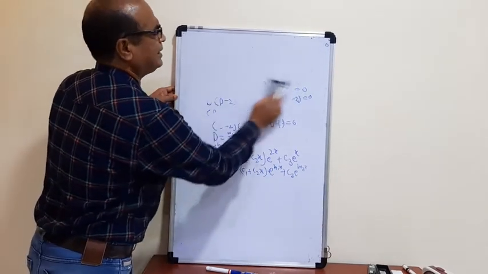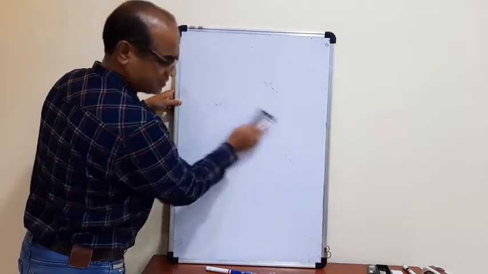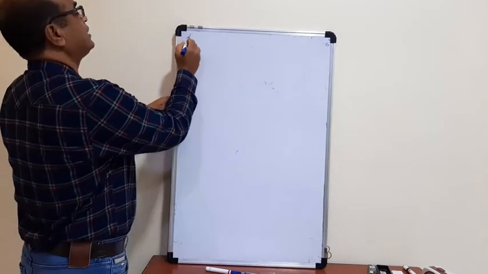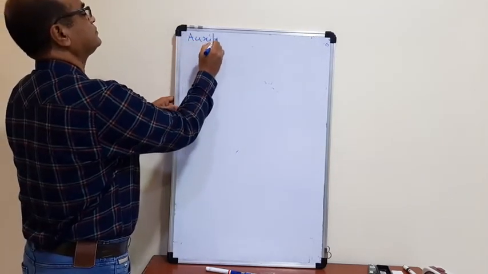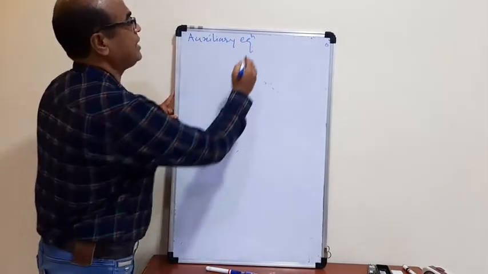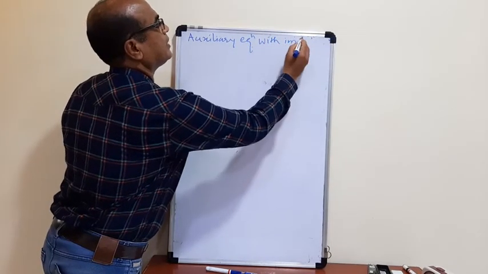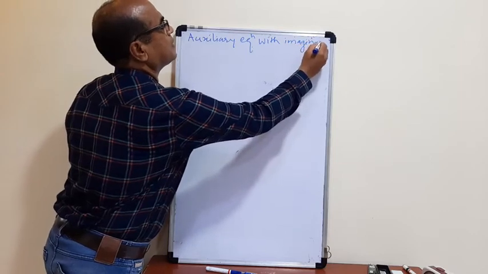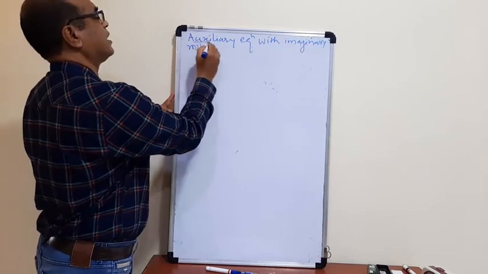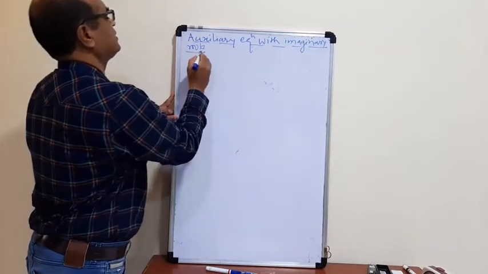So we study next when the roots are complex or imaginary. The auxiliary equation with imaginary roots. If the roots are imaginary, then what is the solution?